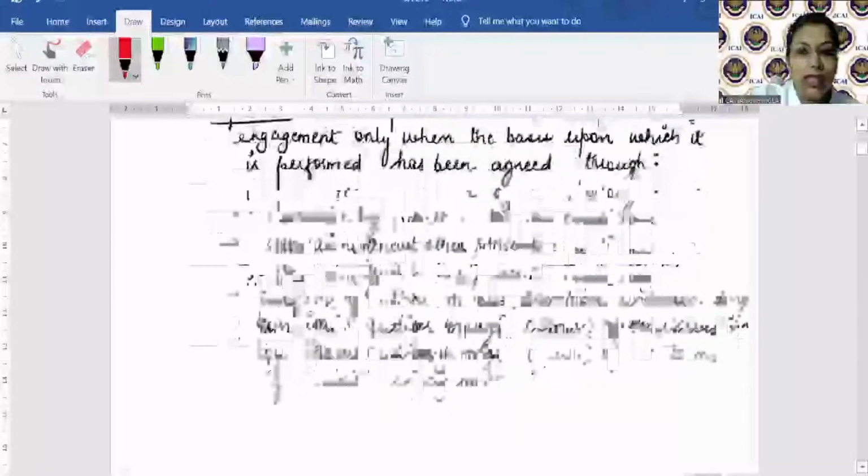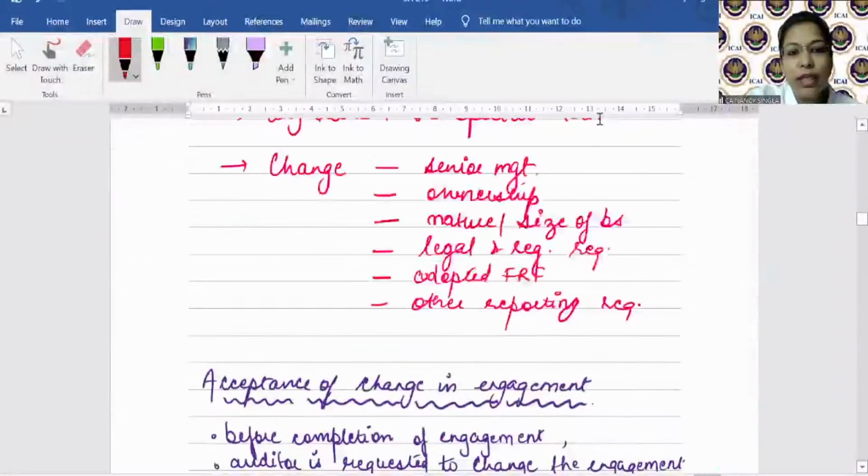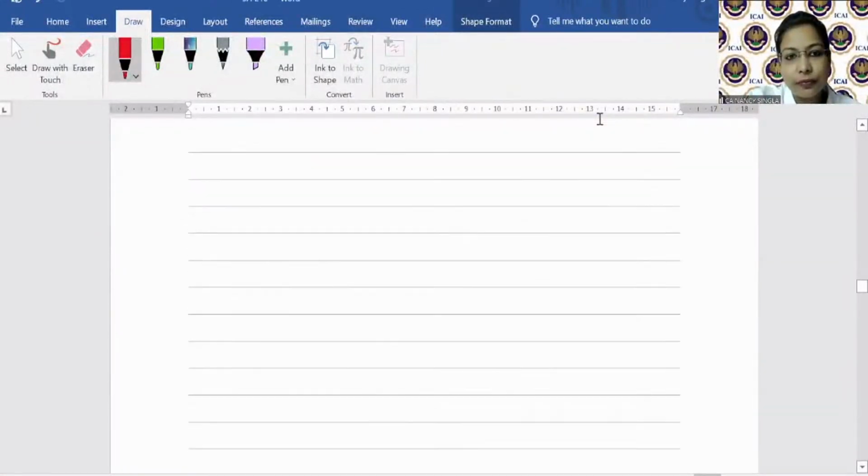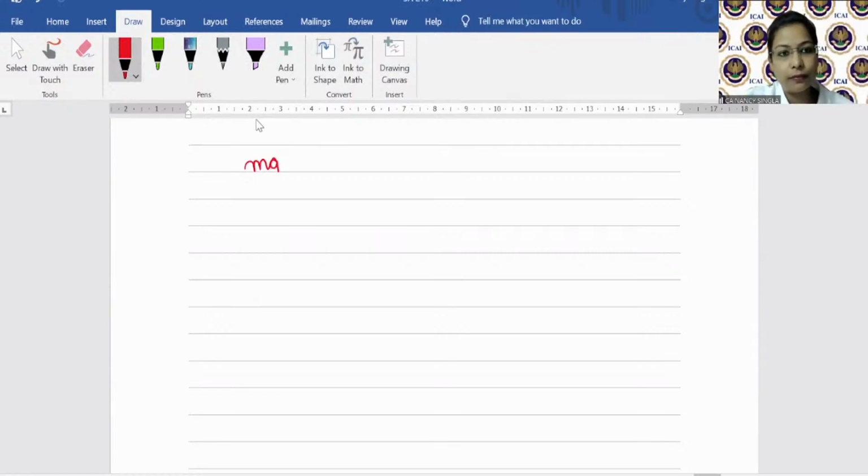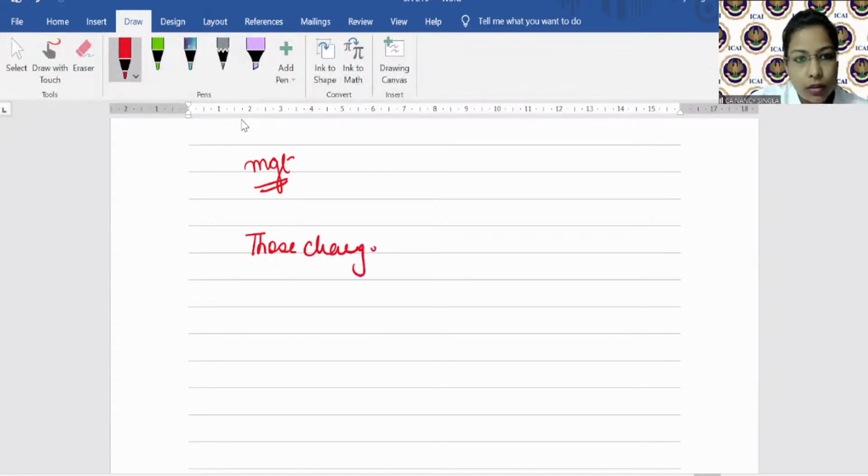Now students, here try to understand the concept of management and those charged with governance. Quickly tell me, who is management? Those charged with governance, popularly known as TCWG.